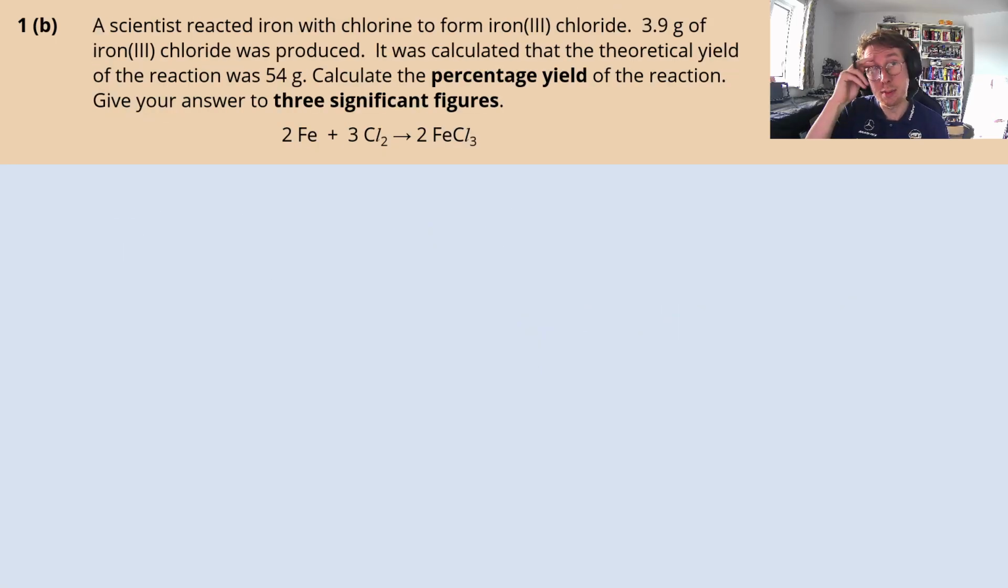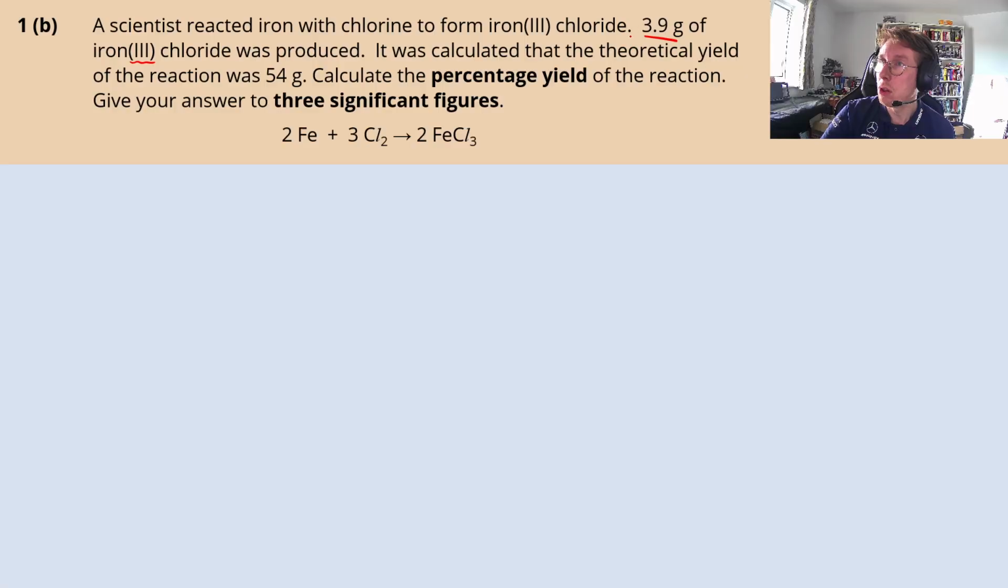Okay, so that's question 1A. Question 1B, a similar question, still looking at percentage yield. This time a scientist is reacting iron with chlorine to form iron chloride, and we're told that the actual yield this time, 3.9 grams of iron chloride, is produced. Just so you're aware, that little 3 in Roman numerals just tells us the charge of the iron. So it's 3 plus is the ion in this case.